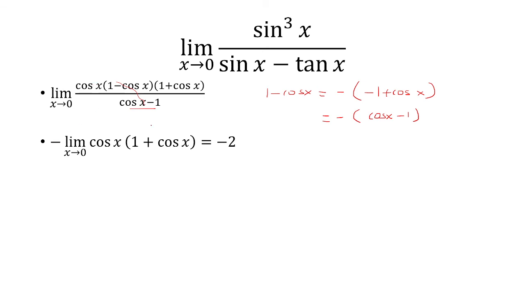We have cosine and 1 plus cosine. Cosine of 0 is 1. 1 plus cosine is 2. And then negative 1 times 2 is negative 2. So our final answer is negative 2.